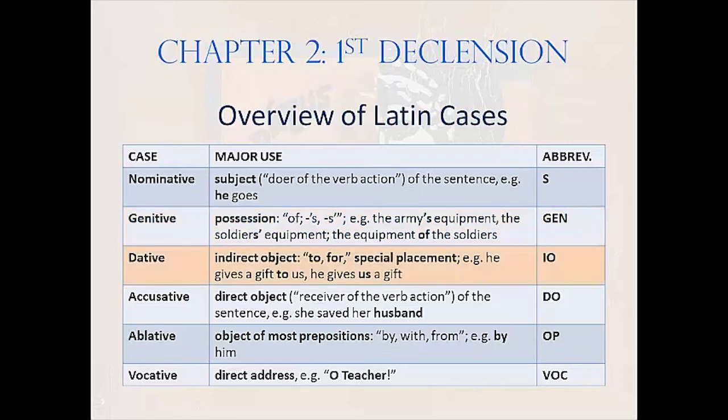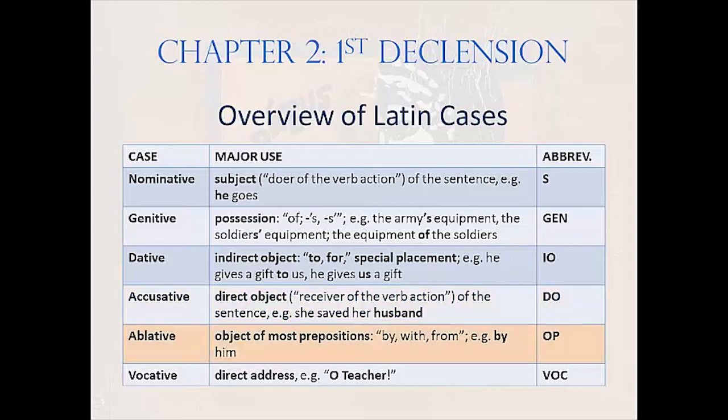The dative case is used to indicate the indirect object of a sentence, and is best represented by the English prepositions to or for, as in he gives a gift to us, or special placement in the sentence between the verb and the direct object, he gives us a gift. The accusative most often represents the direct object, the receiver of the action of the verb. For example, she saved her husband. Husband is the direct object of the sentence because it is receiving the action of the verb saved.